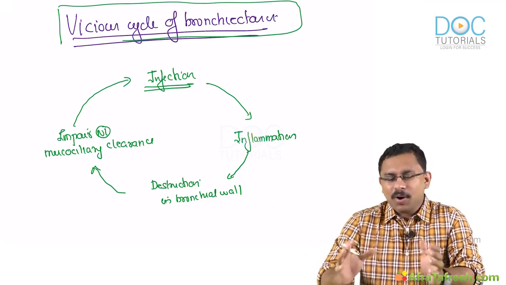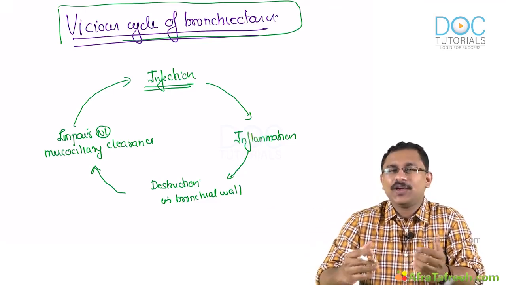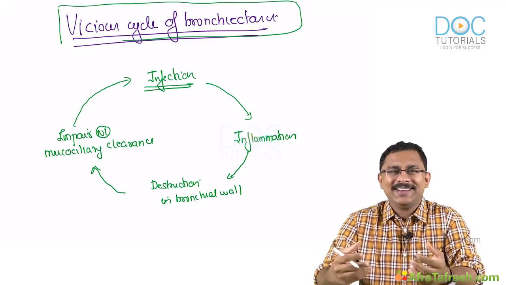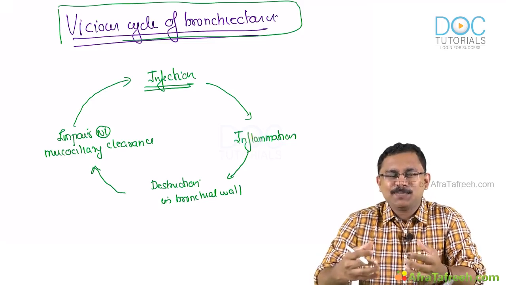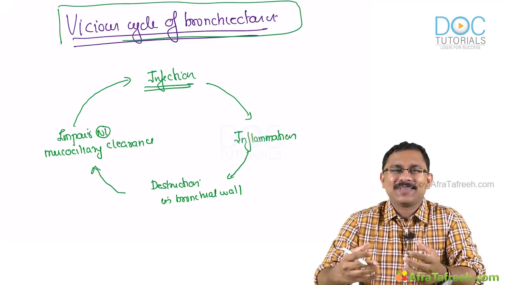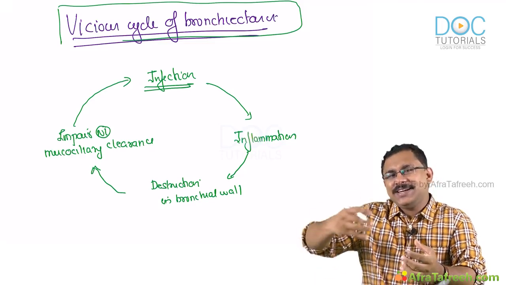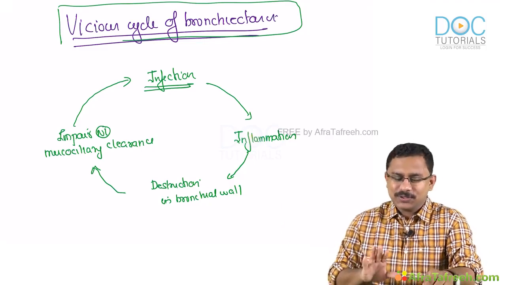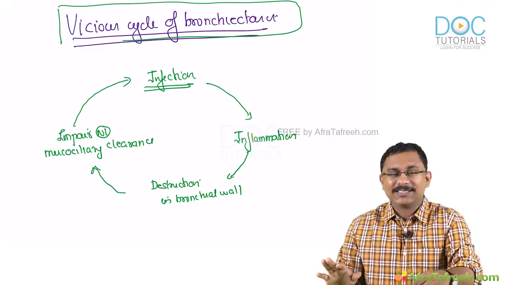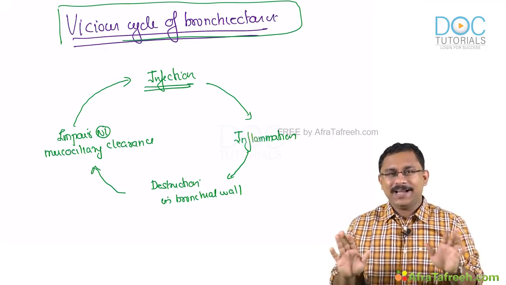Because bronchiectasis, remember, is not an acute condition. This is a chronic condition. So the disease process has got to propagate. And if it has got to propagate, there should be some factor that drives the disease process on and on. So that is what you call your vicious cycle of bronchiectasis. I hope that is clear.